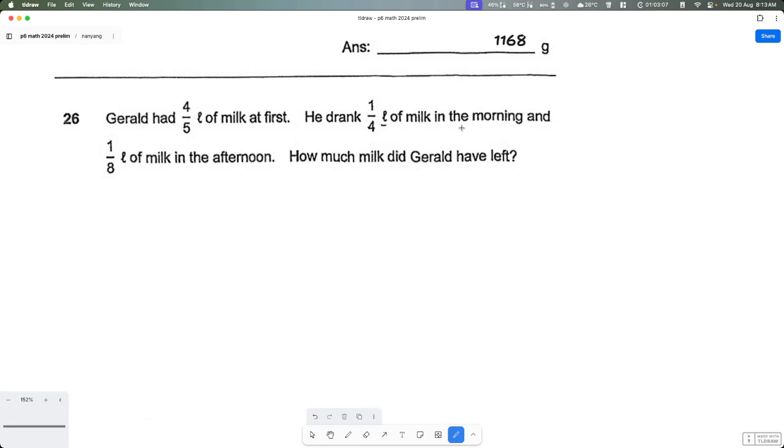Ooh. Okay, so I'm a bit lazy to do this kind of thing. Should I? Okay, fine. What I'm gonna do is just basically find what's left.